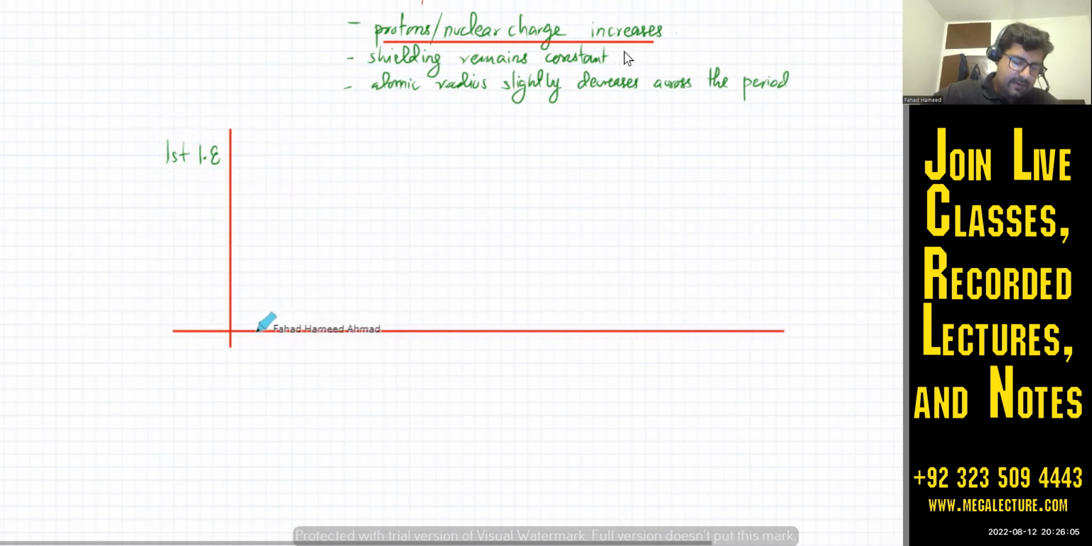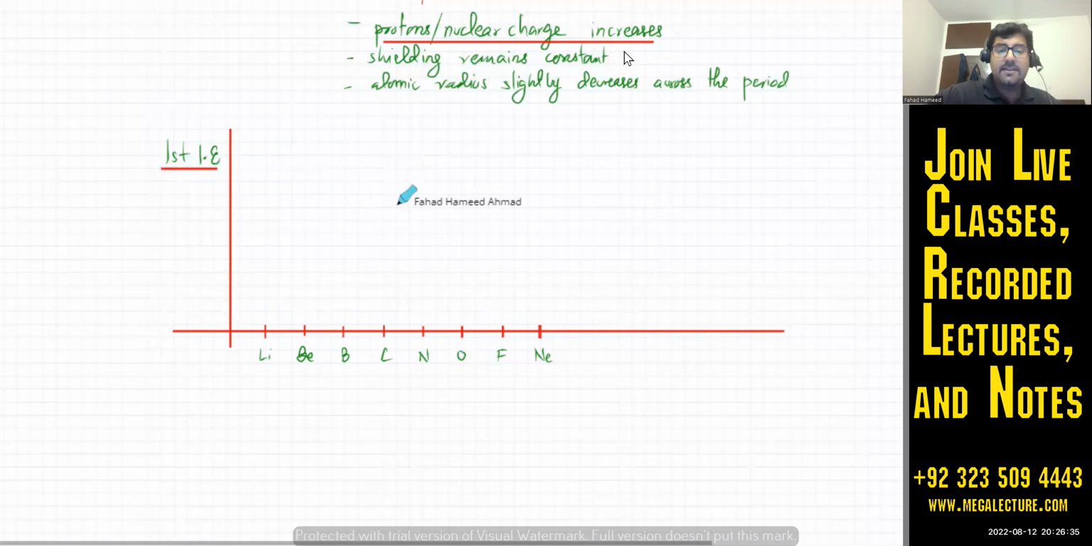So I've got lithium, beryllium, boron, carbon, nitrogen, then oxygen, fluorine, and neon. Okay, that's across the period. And let me label them: Li, Be, B, C, N, O, F. And the last one is neon. And this axis is the first ionization energy.